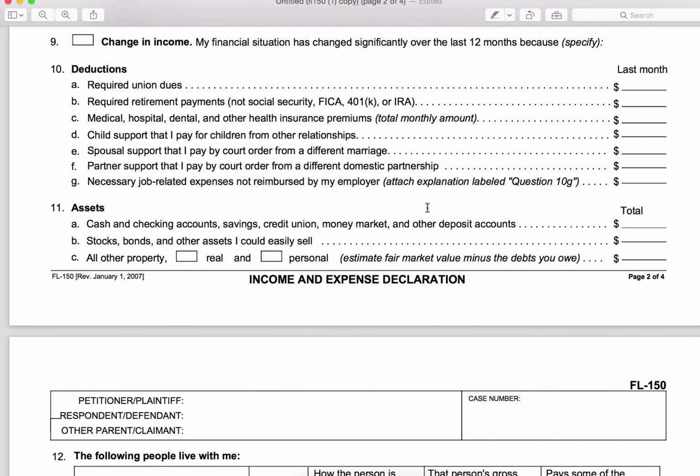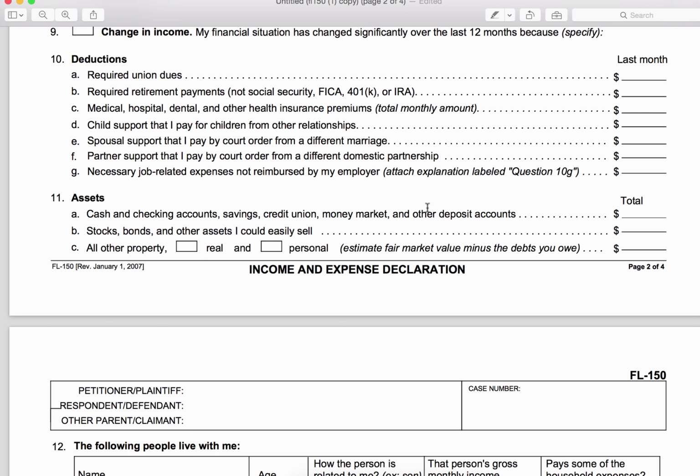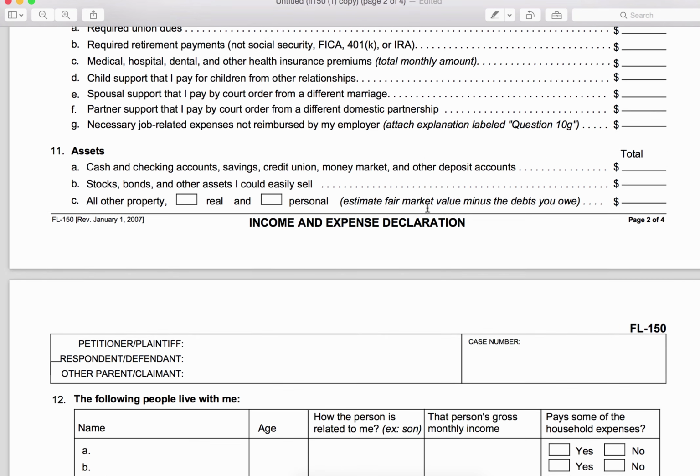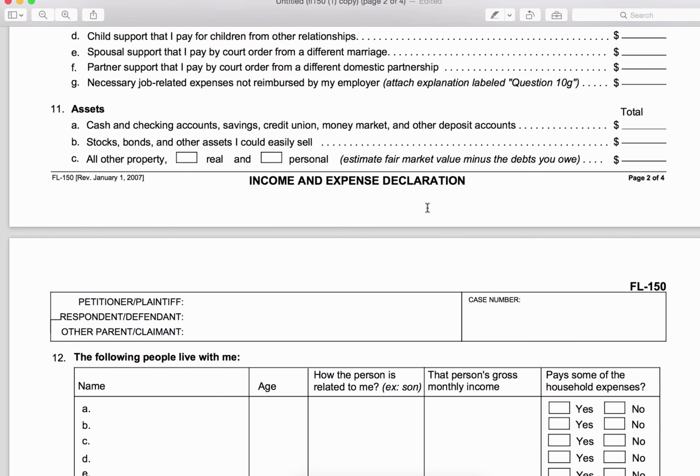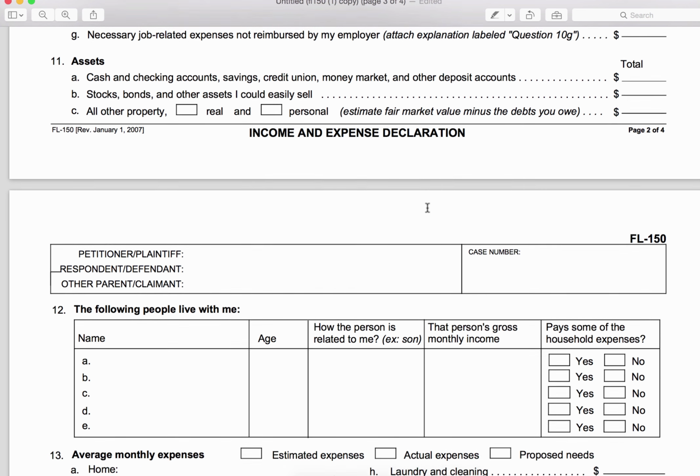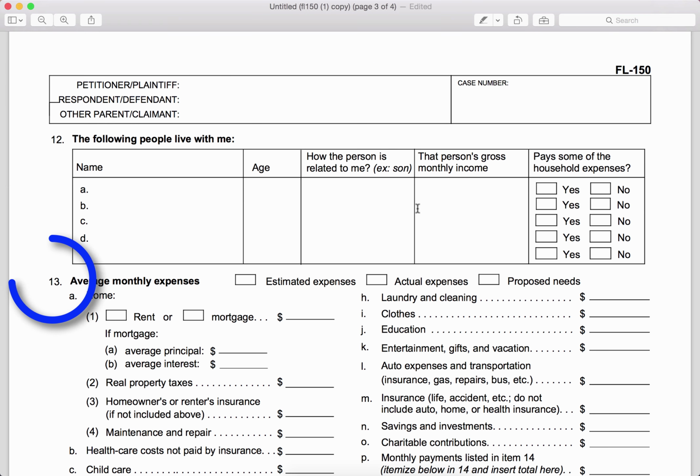In item 12, list all the people who live with you, their age, and what their relationship to you is, what they earn each month, and check whether they help you with household expenses each month. Item 13 is about what expenses you pay each month.